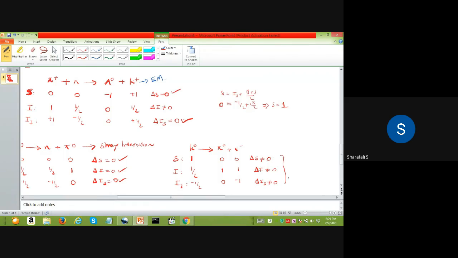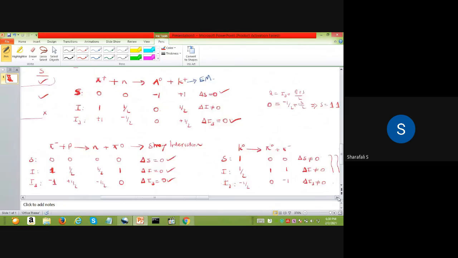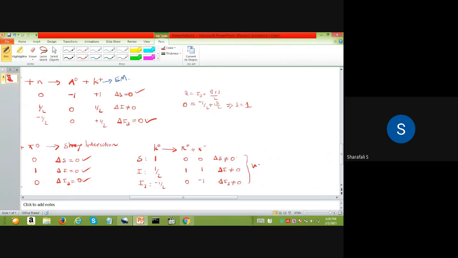So this is nothing but the third case. You can see from this table: third case, this one. Strangeness is not conserved, I3 is not conserved, I is not conserved. So this is a weak interaction. This particular interaction, we call a weak interaction. So by checking the strangeness conservation, isospin or I3 components, we can say whether the interaction is weak, strong, or electromagnetic.